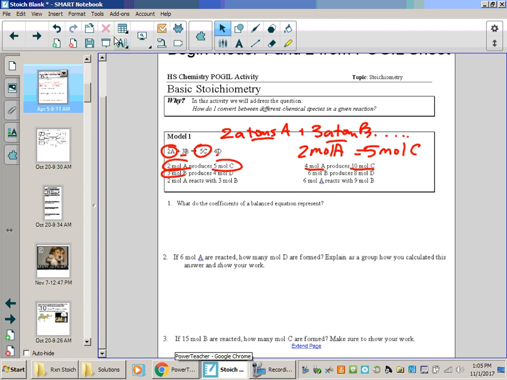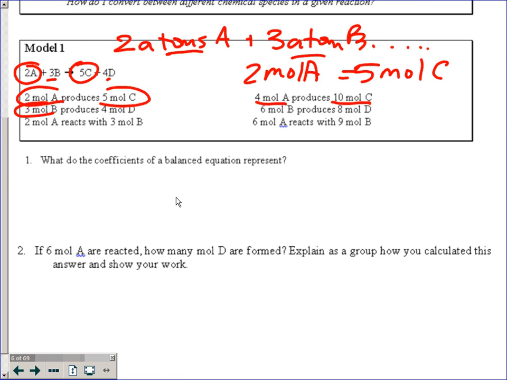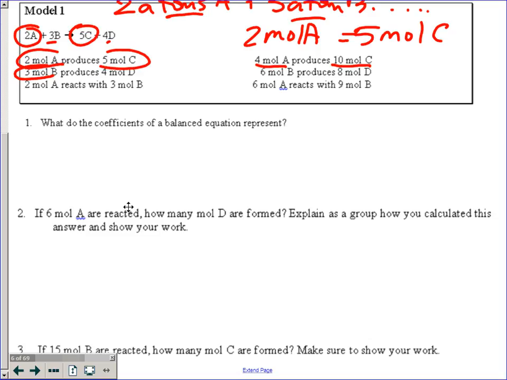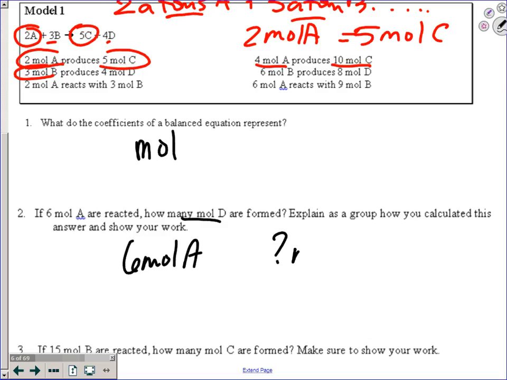Okay, so we have coefficients. Coefficients represent what? Moles, because everything is related to the moles. So we are going to start talking about these as mole ratios, or coefficient ratios. Looking at number 2, we have 6 moles of A reacting, and it's asking about D. We want to know how many moles of D are produced or formed.